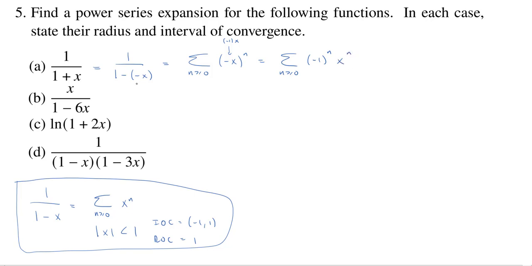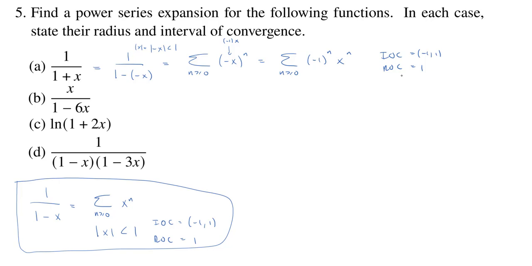Now we know from the geometric series test that at this step this is only going to converge if negative x has absolute value less than 1. But this is no different than saying positive x has absolute value less than 1. So the interval of convergence and the radius of convergence are not going to change. They'll still be the interval from negative 1 to 1 and the radius equal to 1.